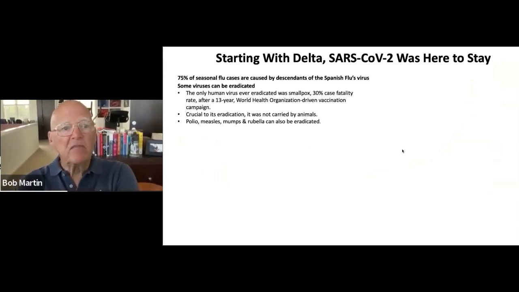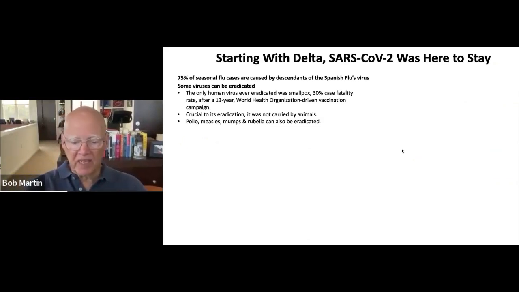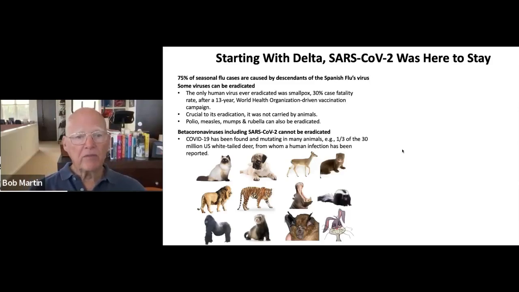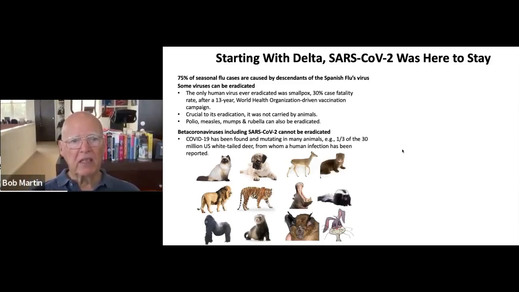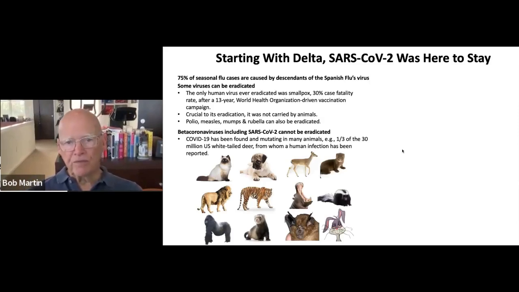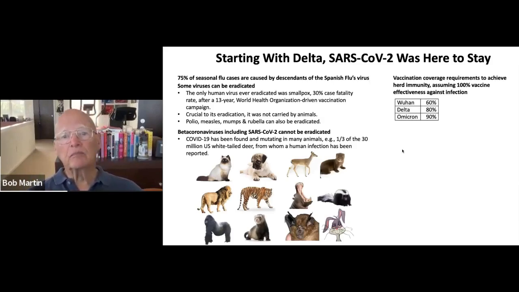Some viruses can be eradicated. Polio, measles, mumps, rubella, smallpox can be eradicated because they're not carried by animals. However, SARS-CoV-2 never can be eradicated because it's been found in many animals, with the white-tailed deer being the most famous, with about a third of ours having been infected.